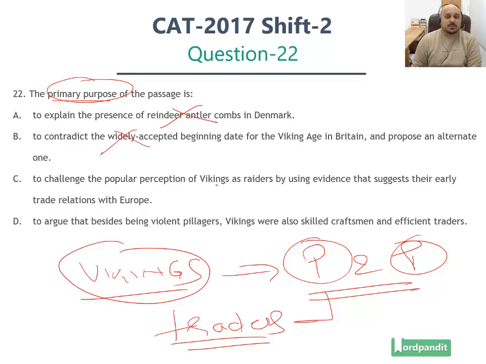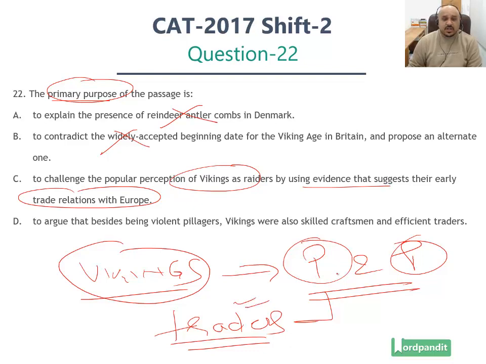To challenge the popular perception of Vikings as raiders by using evidence that suggests their early trade relations with Europe, right? Now, in this particular question, the author of the passage, what has he done? The fact of the matter remains, he's tried to prove that we generally perceive Vikings as raiders, but actually the evidence suggests that their early trade relations existed. They were traders before they turned to pillaging and plundering. Hence option number C is the correct answer.